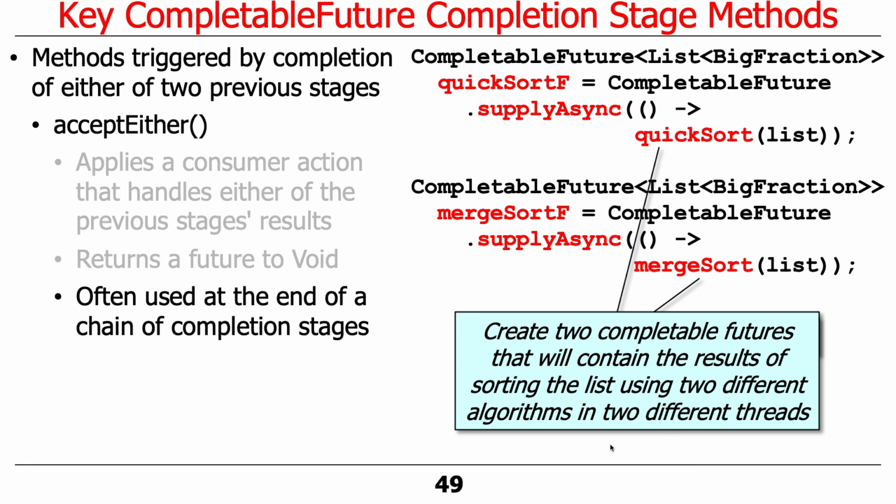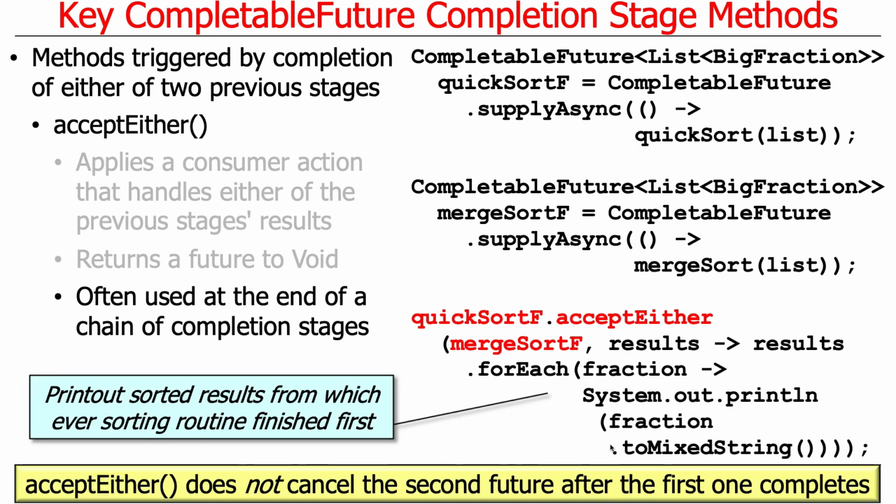So what we're going to do here is we're going to have a list, and we're going to asynchronously quicksort the list, and we're going to asynchronously merge sort the list. So we're going to use both sort routines, start them up running at essentially the same time. And then we're going to say, accept either of the results that finish first. So if quicksort finishes first, we'll take the results from quicksort. If merge sort finishes first, we'll take the result from merge sort. What's not to like, right? Why make a choice, right? So in this case, we'll use acceptEither, which will take whichever one finishes.